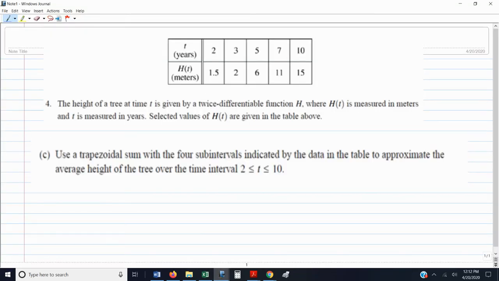All right, this is the 2018 exam. For your response section, number 4C, this is the no calculator section. So the stem of this question says the height of a tree at time t is given by a twice differentiable function h, where h of t is measured in meters and t is measured in years. Selected values of h of t are given in the table above.